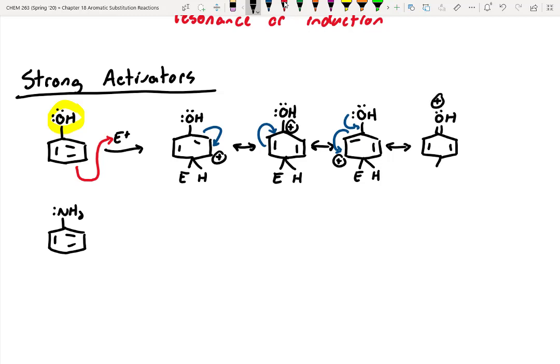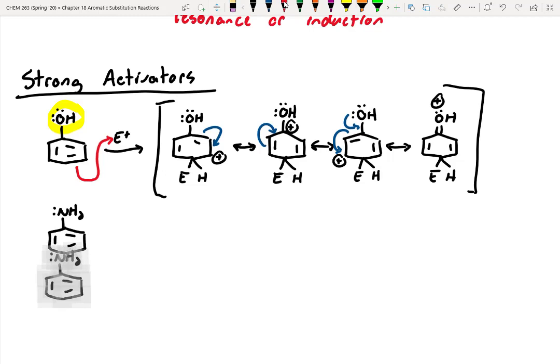Which gives the oxygen the positive charge. All right, so it kind of makes sense that this is going to be a more stable intermediate because it has more resonance structures, and it has more resonance structures due to this OH group donating its electron density in. So this is a really excellent example of a strong activator.